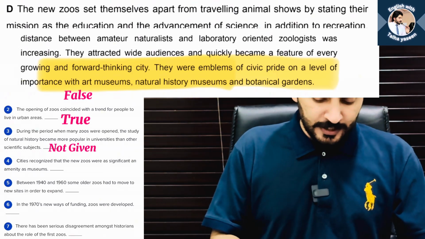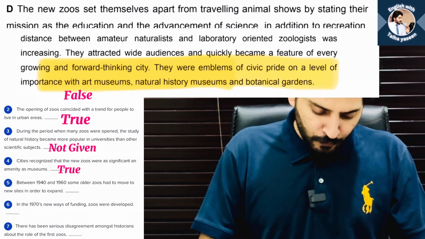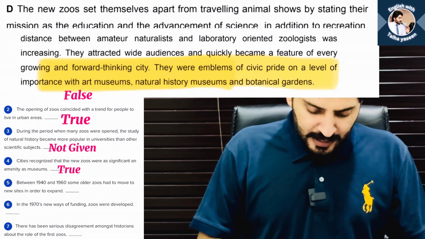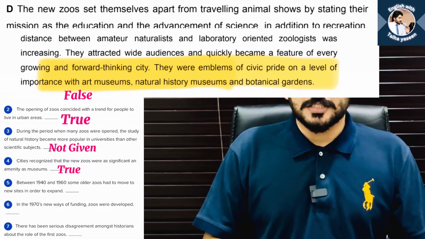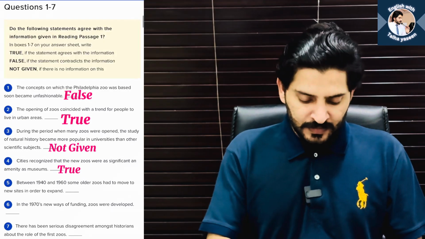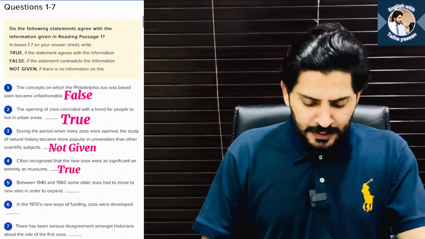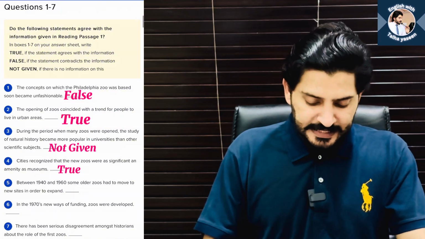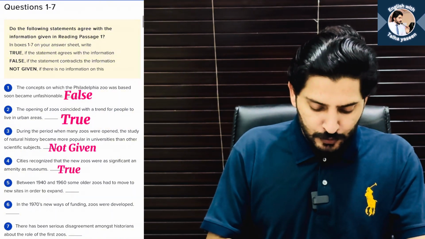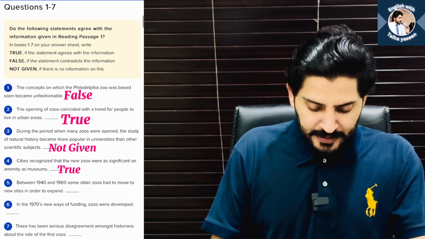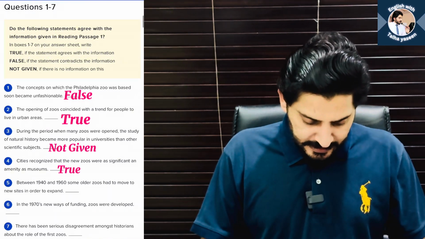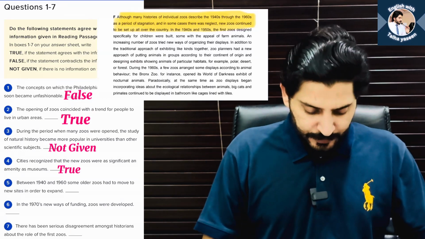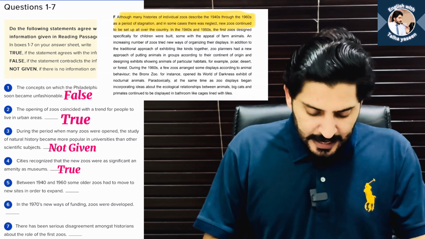So we will write True in front of 4, because cities recognized that new zoos were as significant an amenity as museums. Question number 5. Between 1940 and 1960, some older zoos had to move to new sites in order to expand. Let's find the words 1940 and 1960. Yes, in passage F, the very first line.